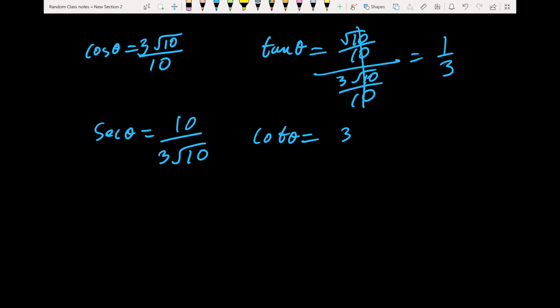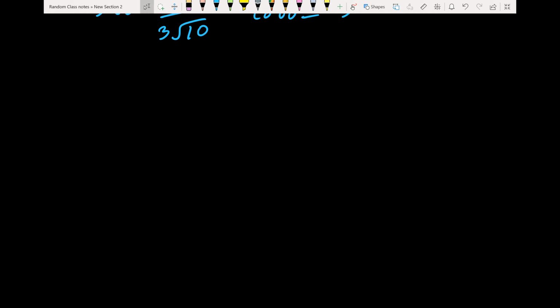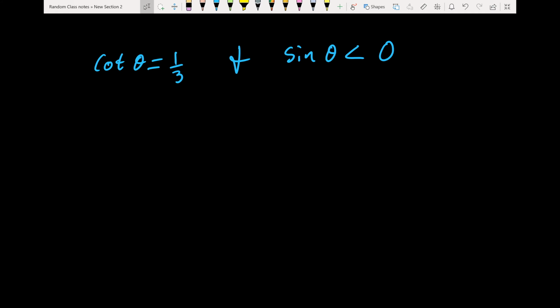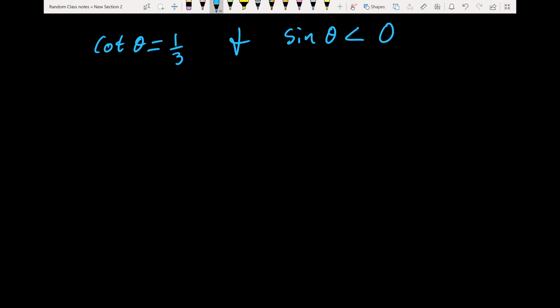All right, let's try this problem. This is a hard one. So I want to figure out all my remaining 5 trig functions, okay? So how do we find our 5 remaining trig functions? We've got to figure out where that angle theta is. How do I create that triangle?